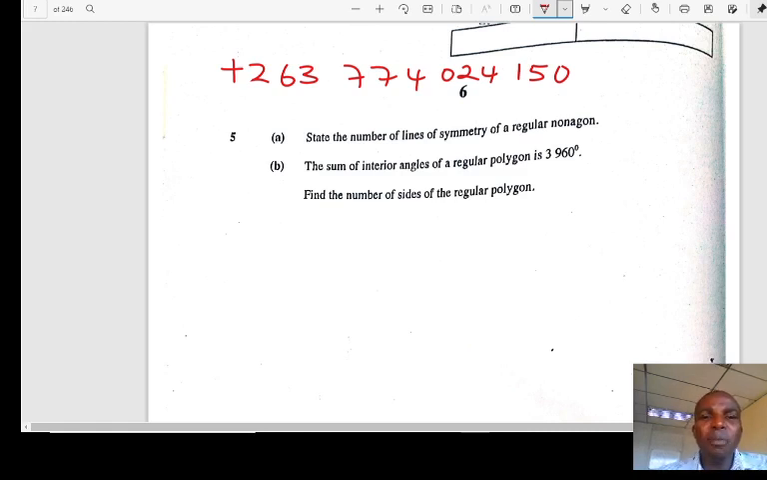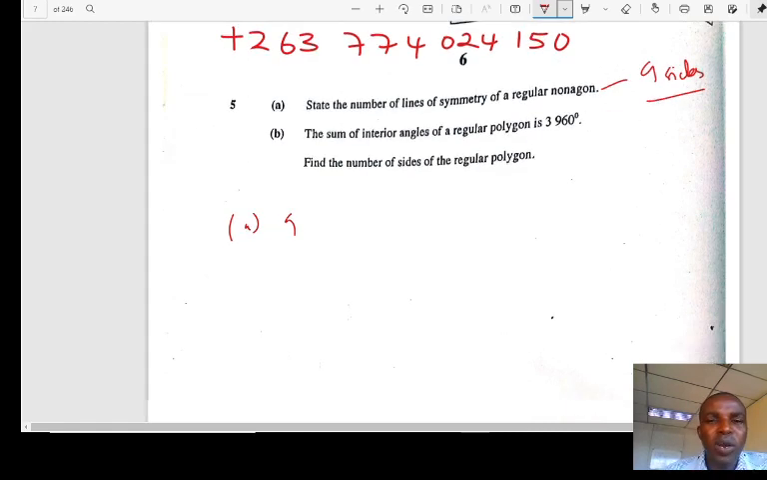So the number of lines of symmetry of a regular nonagon, it has 9 sides. So the number of lines of symmetry is the same as the number of sides of the polygon, given that it's a regular shape. In this case, lines of symmetry is 9. So part A, you can write 9. That's the answer. Then part B, the sum of interior angles of a regular polygon is 3960. Find the number of sides of the regular polygon.